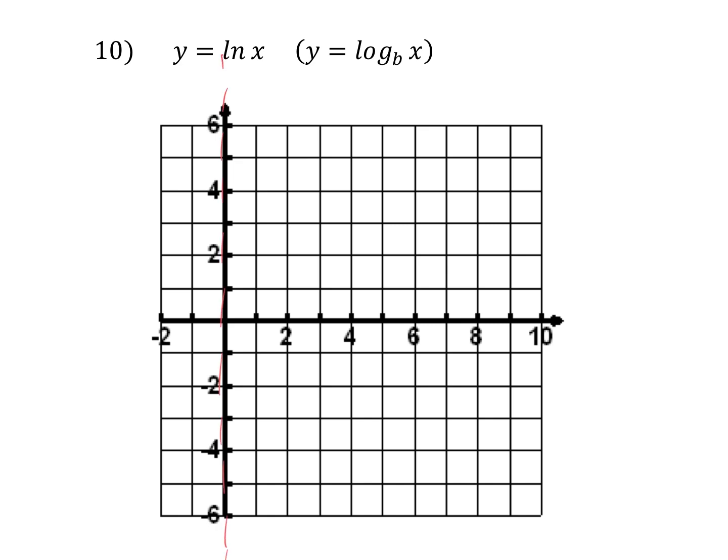I agree with that. Let's go do when x is 1. What do we get when x is 1? 0. When x is 2, I get 0.693. When x is 3, I get 1.09. When x is 4, I get 1.3.